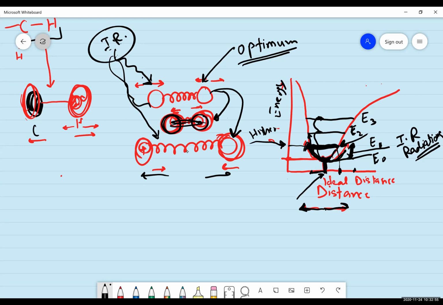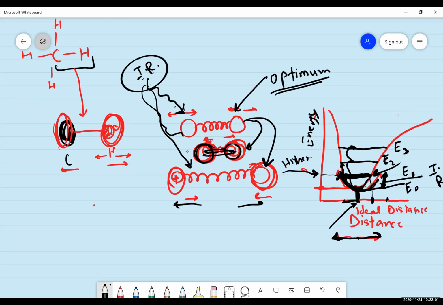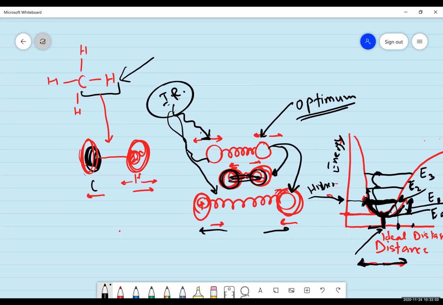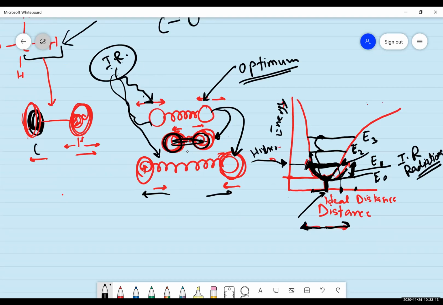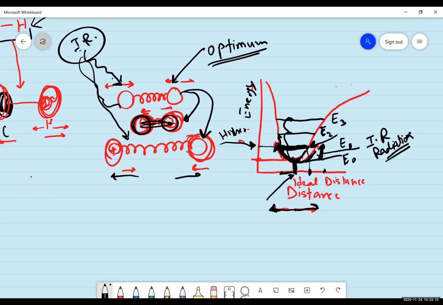But it's not a random number, it's a fixed number, and that number depends on what kind of bond we are talking about. A CH bond has some energy level, similarly a CO bond will have some other level, and so on. Depending on what kind of bond is there, the level of energy is different, and all of those levels fall within the range provided by infrared radiation.